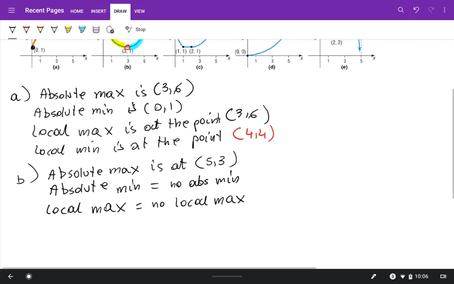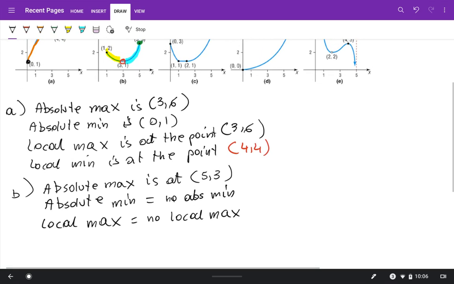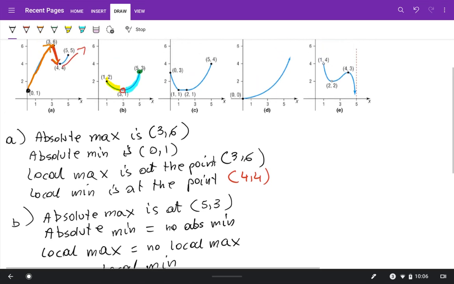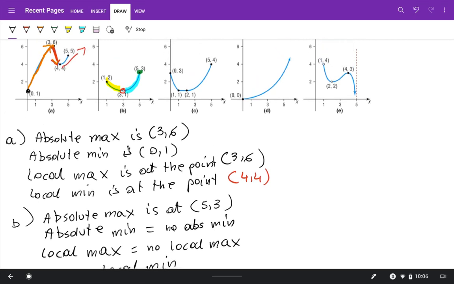Now let's talk about local minimum. Local minimum is a point on the graph where the function switches from decreasing to increasing.